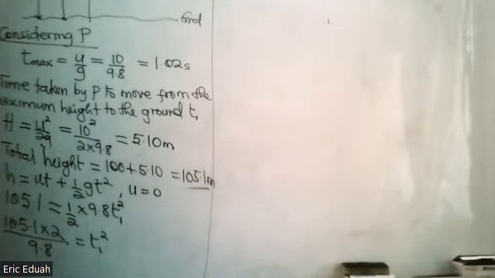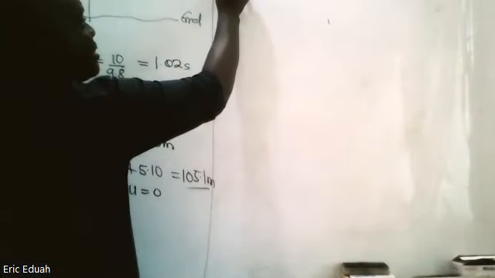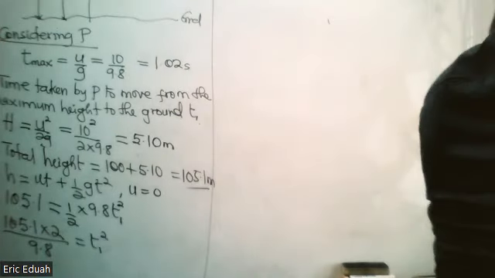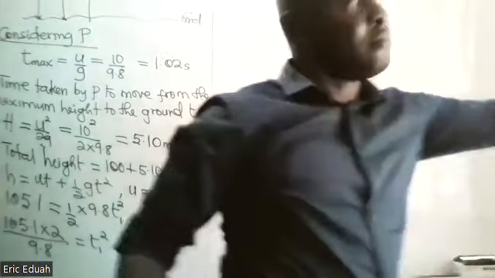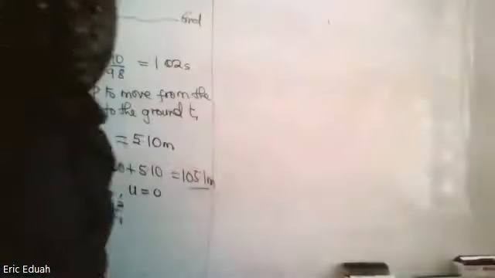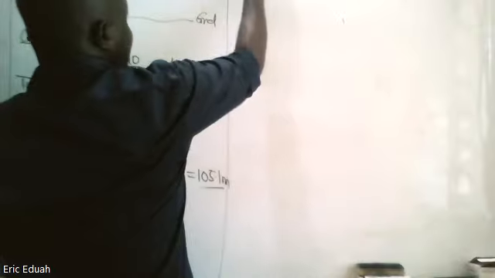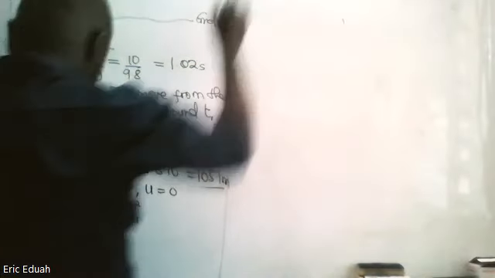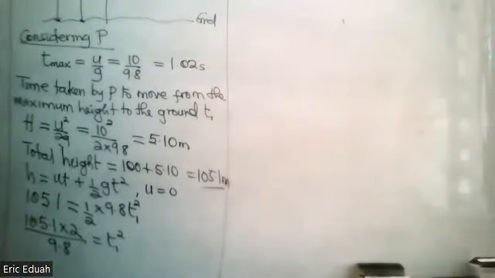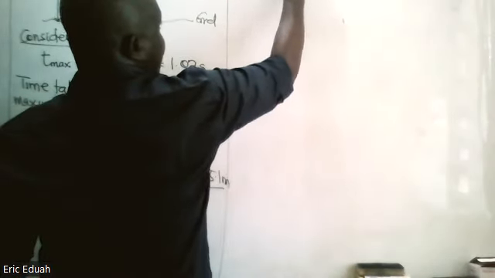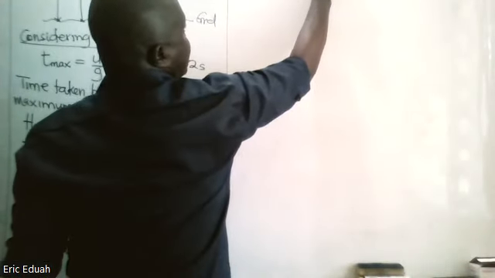Okay, so T then will be equal to negative B, which is 10, so minus 10 plus or minus the square root of minus 10 squared.